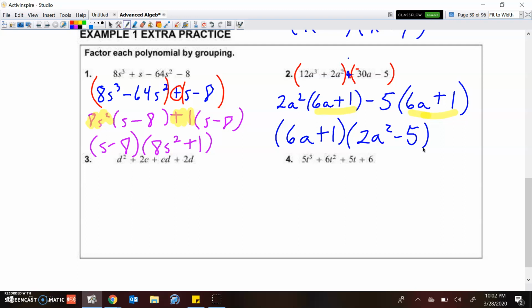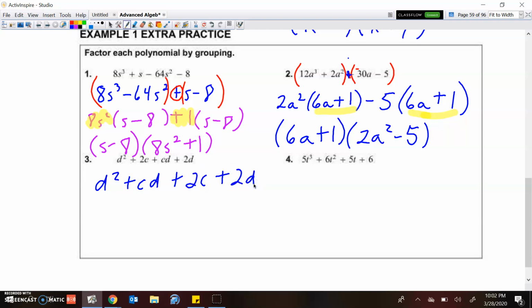Here's another one of those interesting multivariable ones. So I'm going to rearrange the order a bit. It might work, it might not. But the reason I'm rearranging it is because just off the bat, d squared and 2c, there's no GCF for d squared and 2c, so I can't do it the way it is. So let's try a different order. How about d squared plus cd plus 2c plus 2d?